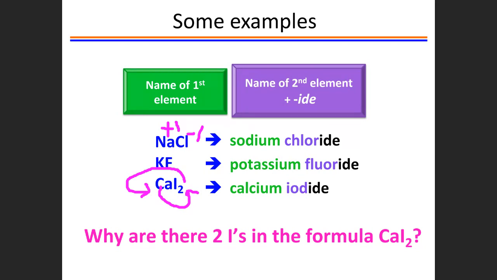KF is the same. But in the case of CaI2, iodine charge is -1 and calcium is +2. So the 2 goes to the iodine as a subscript, and the 1 comes to the calcium, but we don't need to write the 1. That's why this 2 came. This 2 is the number of iodine atoms, and it also comes from the valence electrons, how many electrons they are donating or taking. We are going to see that in more detail very soon.